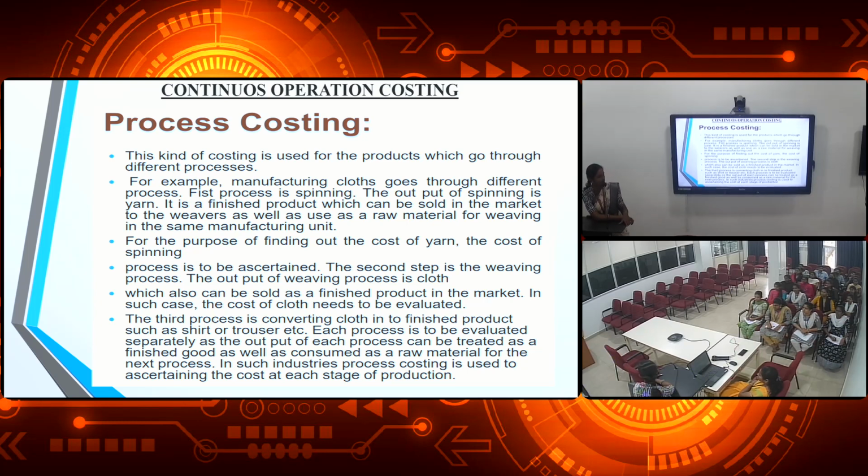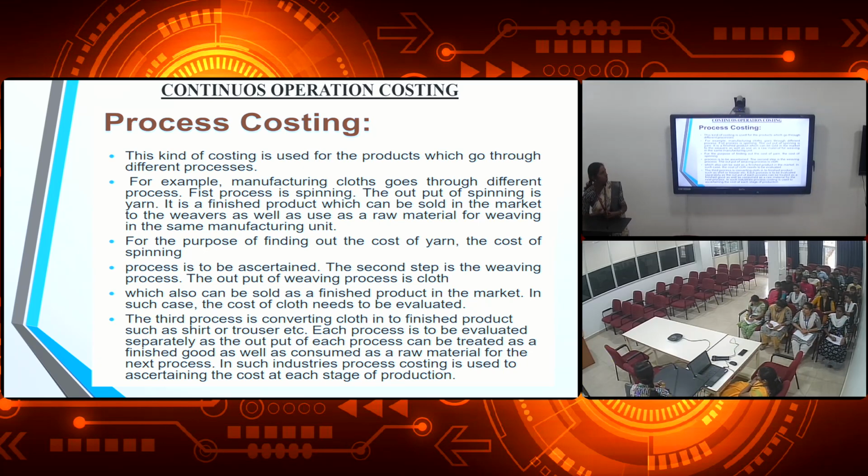In such industries, process costing is majorly used to ascertain the cost at each stage of production. So every stage of production is treated as a separate process. For every process, the costing involved is ascertained, and only then are we able to give a final cost to the particular product. That is called process costing.